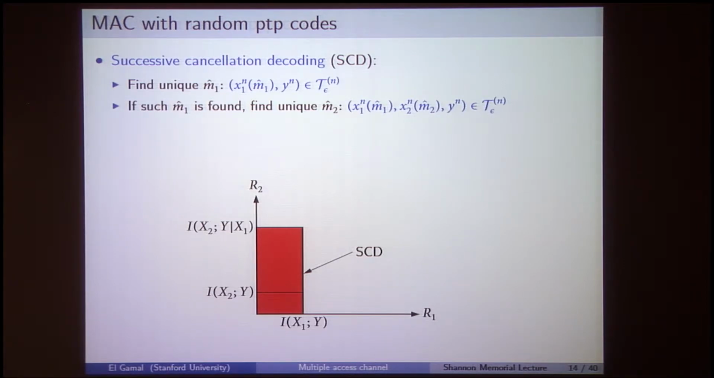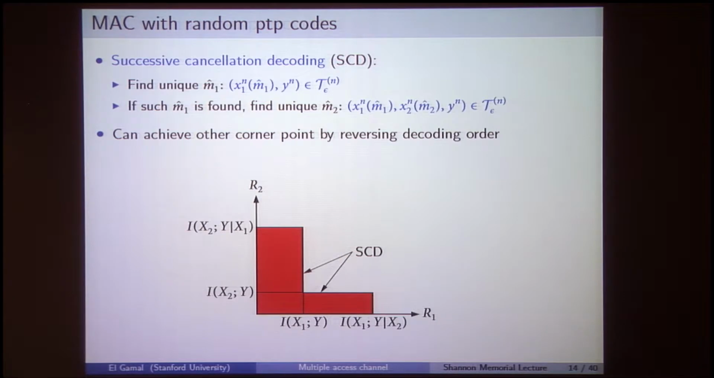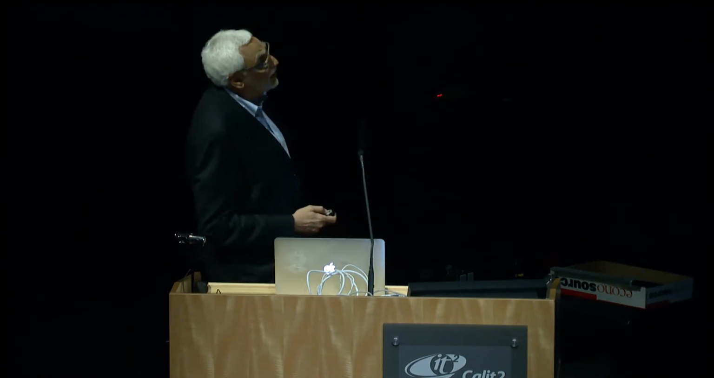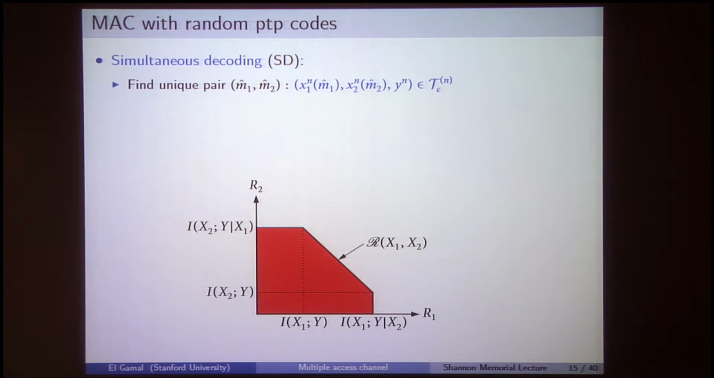Okay? All right. Now we can repeat the same successive cancellation decoding in the other direction, and we can show that this other corner point is achievable. Okay, so we can do that. Now, can we do better than this? And the answer is yes, you can do better than this by, instead of sequentially recovering the messages, you recover them simultaneously. And this is what we call simultaneous decoding. So the idea is that you find a unique pair together such that x1(m1 hat), x2(m2 hat), and y are jointly typical. And with this rule, you can achieve the whole pentagon R(X1,X2).